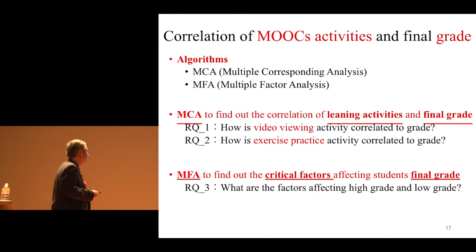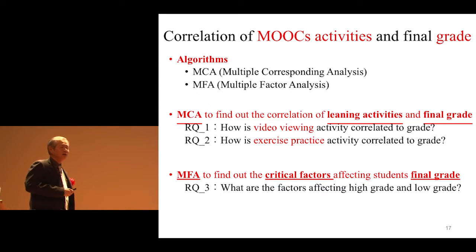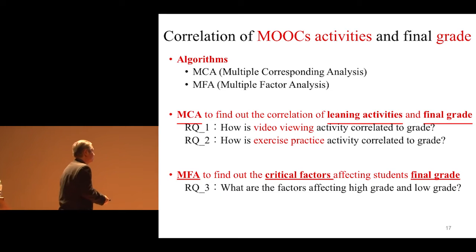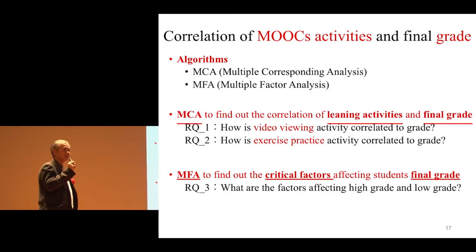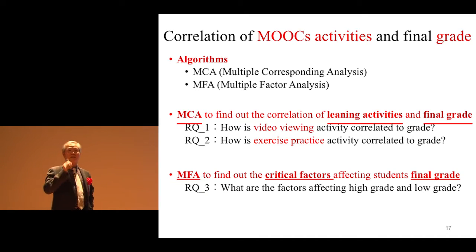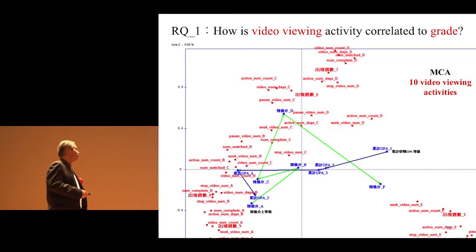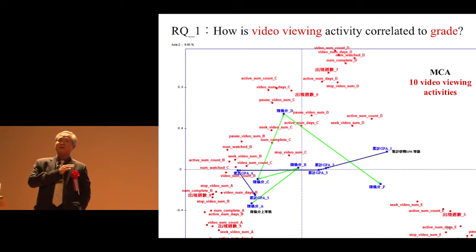We use two algorithms. MCA to find out the correlation of students' activities and their final grade. In MOOCs, video viewing and exercise practice are the two most active activities. And we use MFA to find out critical factors affecting students' grades. Here is the MCA. I skip all the math behind the graph.